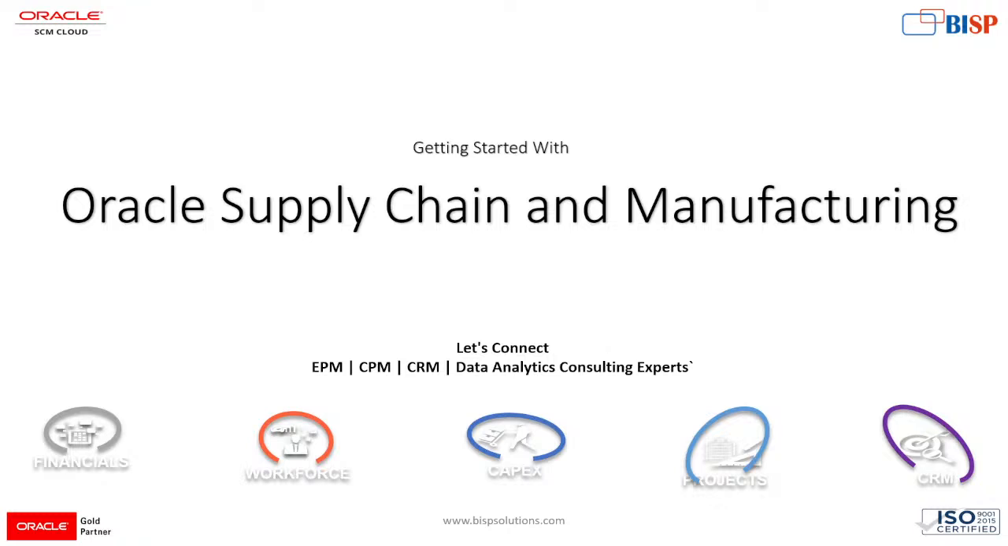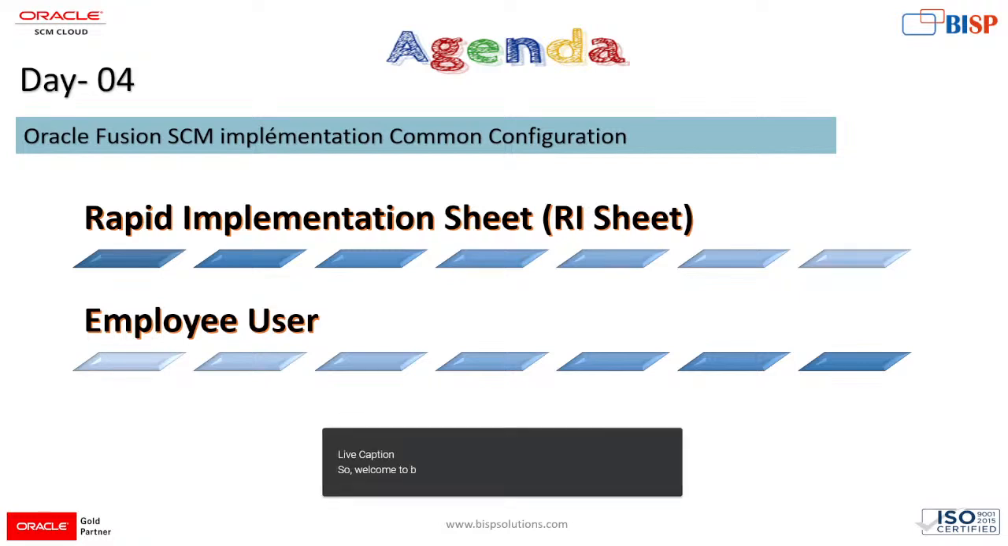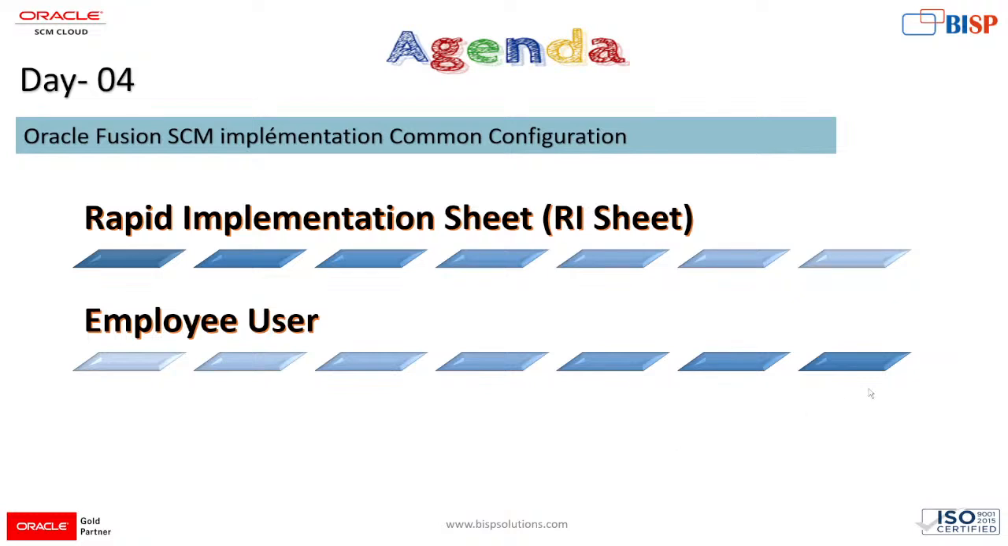The webinar title is Get Started with Oracle Supply Chain and Manufacturing, that is SCM. So move to the next slide, that is Day 4. In Day 4 we will discuss the rapid implementation sheet, the RI sheet, and using that RI sheet we will upload the chart of accounts. And if time permits, we will create an employee user also. So let's start with the next slide.